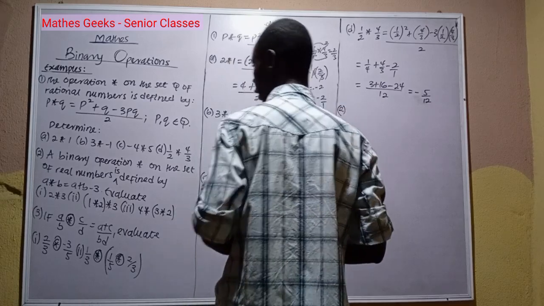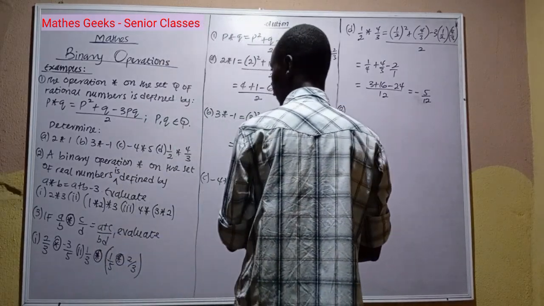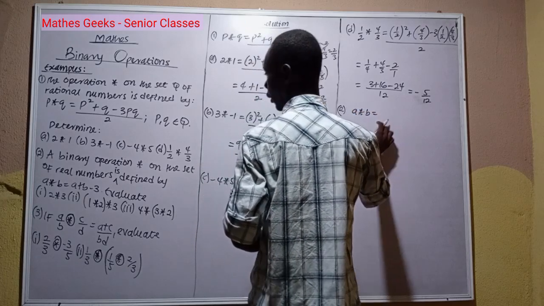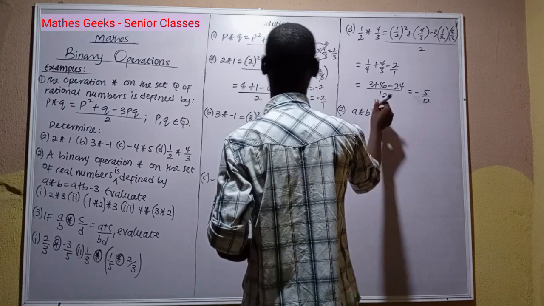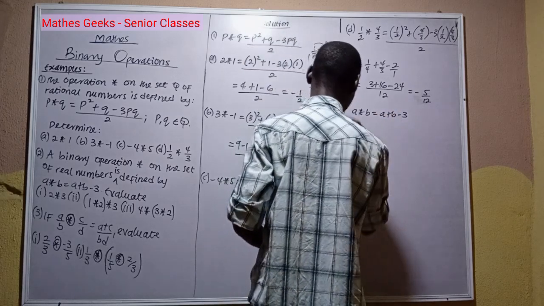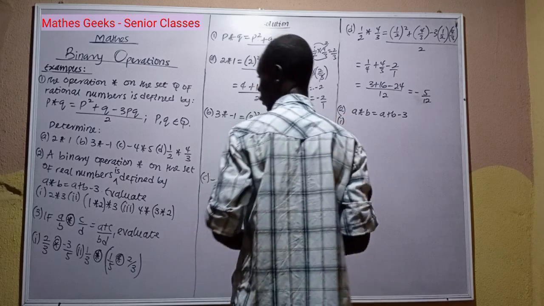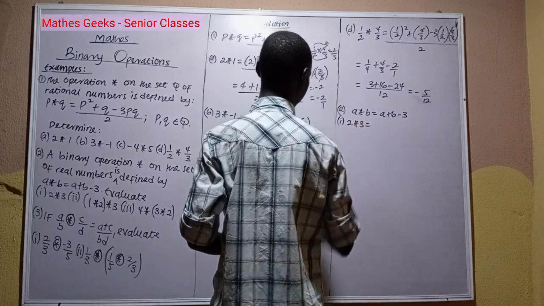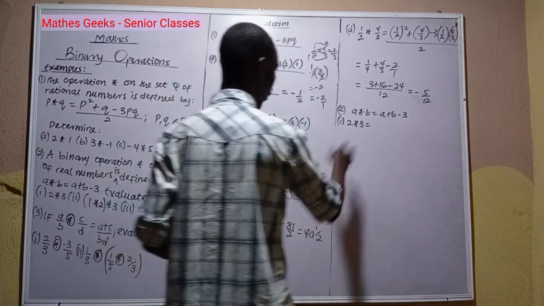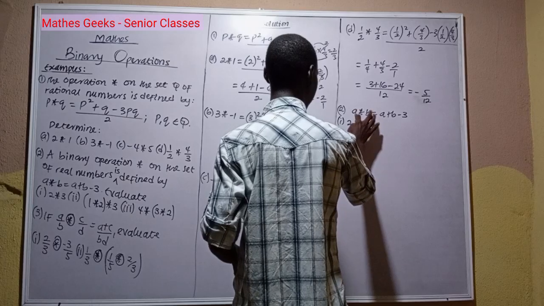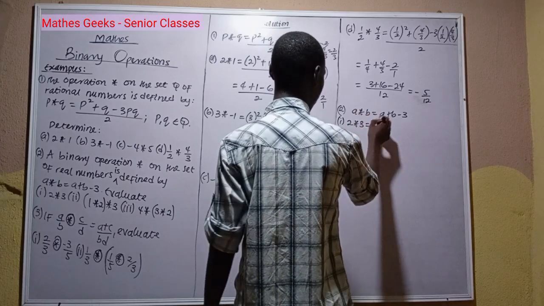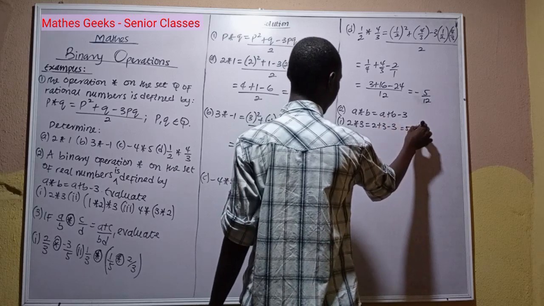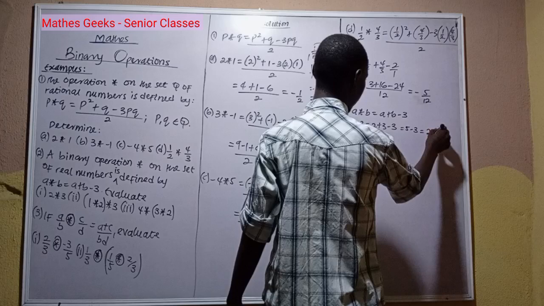Number 2. A binary operation star on the set of real numbers is defined by A star B equals A plus B minus 3. So the first part asks for the value of 2 star 3. Our rule of combination is A plus B minus 3, where A is 2 and B is 3. So 2 plus 3 minus 3: 2 plus 3 is 5, minus 3, and that is equal to 2.